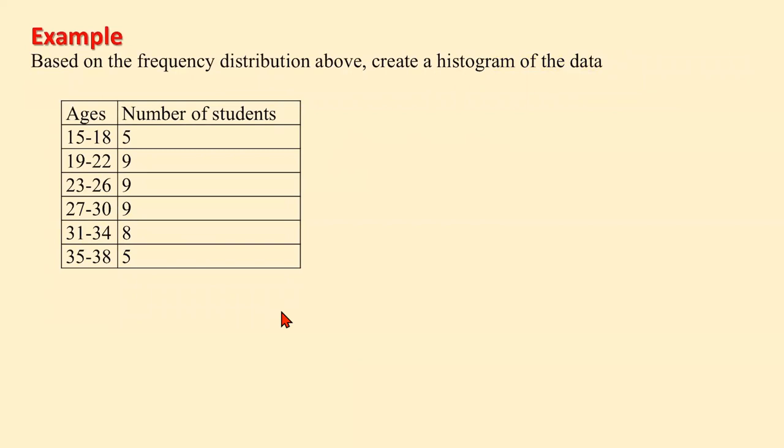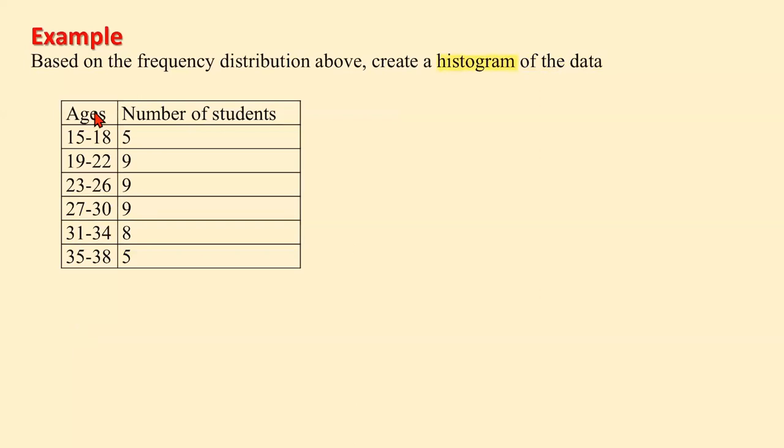Okay, next example. Based on the frequency distribution below again, create a histogram for the data. One thing to note here: in a histogram, the bars are connected and the classes must be continuous. But if you look at the classes given here, 15 through 18, then from 18 we are jumping to 19, 19 through 22. So the classes are not continuous. So first we need to modify the classes and make them continuous.